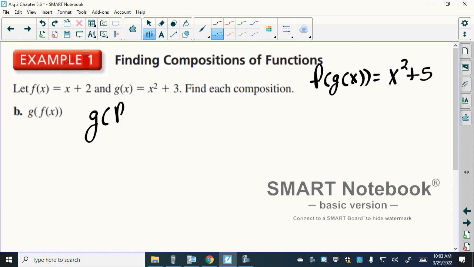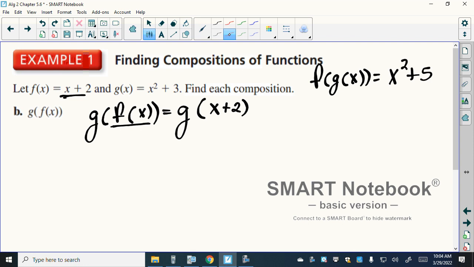g of f of x. So this is what we're starting with. And again, I'm going to plug x into f of x, which really is not going to do a whole lot. Because really what we're saying, kind of a shorthand form, is I'm taking whatever f of x is equal to and just replacing it. So I'm just replacing f of x with x plus 2. So now we have g of x plus 2.